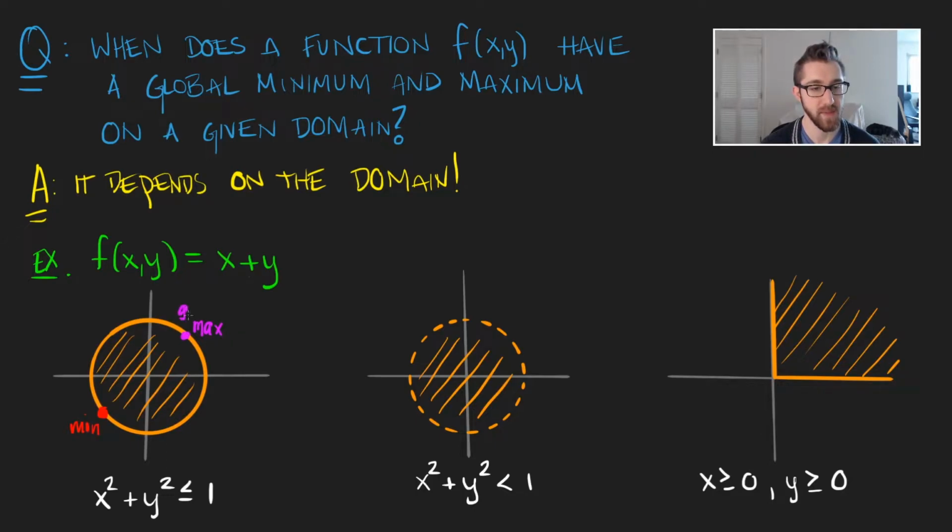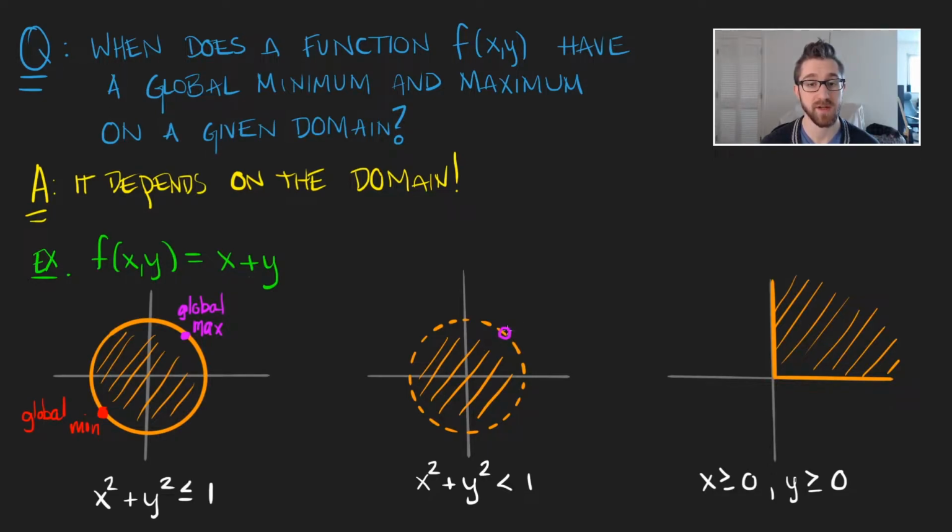And when I say maximum, I do mean global maximum. This is the largest this function is on the set. And similarly, this here is a global minimum. For this disk that doesn't contain its boundary, we can see that actually there isn't going to be a global maximum. It would have to be around here.